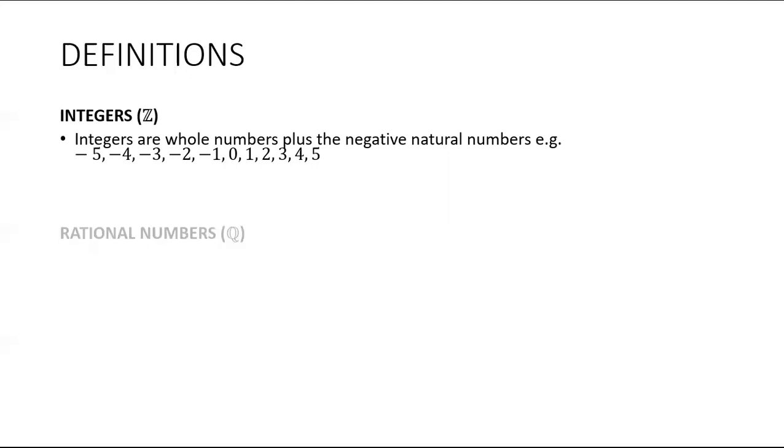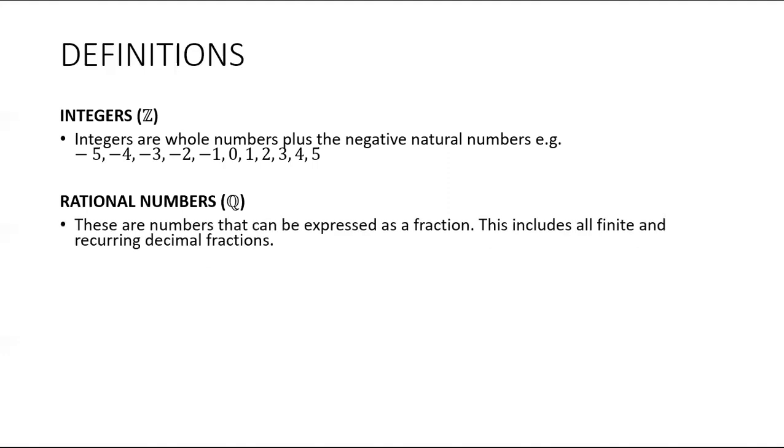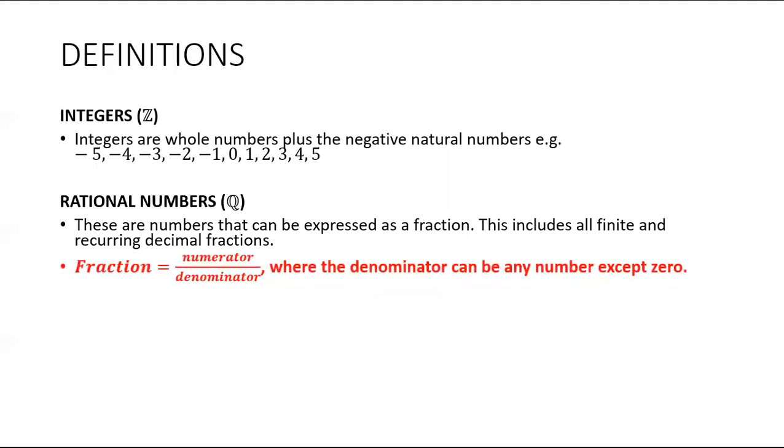All right. And then we've got rational numbers. Rational numbers, the scientific notation for that is just Q. These are numbers that can be expressed as a fraction. This includes finite and recurring decimals. All right. What is a fraction? A fraction has a numerator and a denominator, where the denominator can be any number except for 0. Thou shalt not divide by 0. That is the biggest commandment in maths. Thou shalt not divide by 0. All right. The denominator, as I've said, may not be equal to 0.